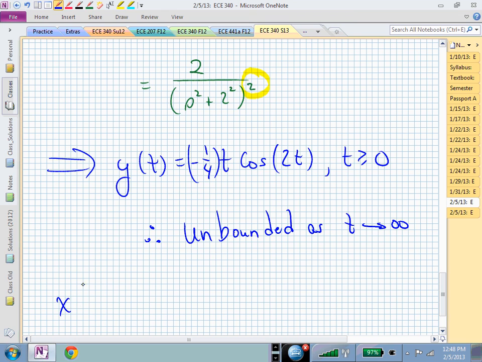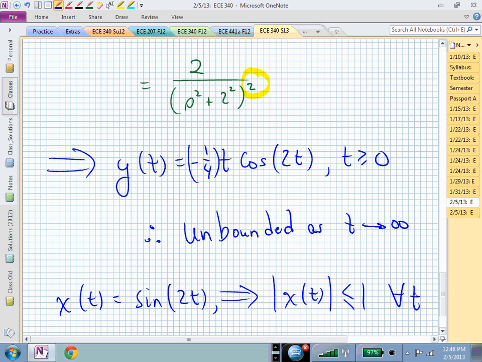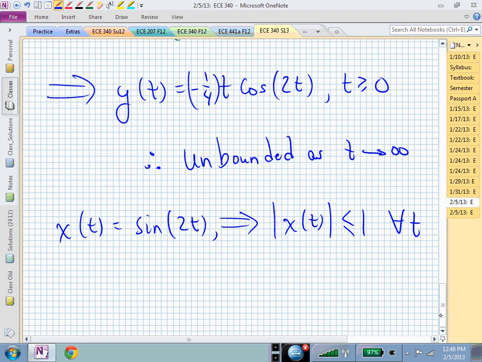And our input x of t was this sine of 2t, just as a reminder. The magnitude of that, that's what we're saying is bounded. That was less than or equal to 1 for all t. So this was a bounded input. But it gave rise to an unbounded output.